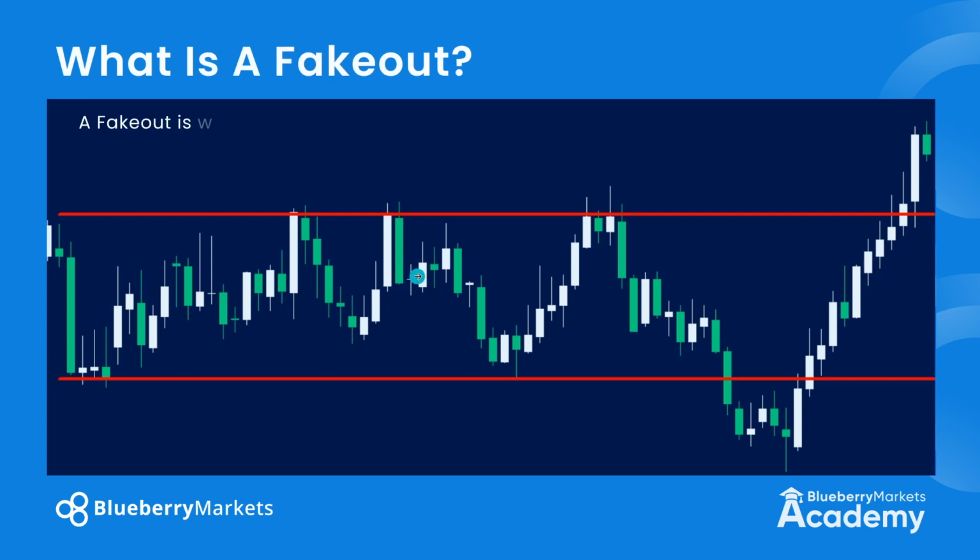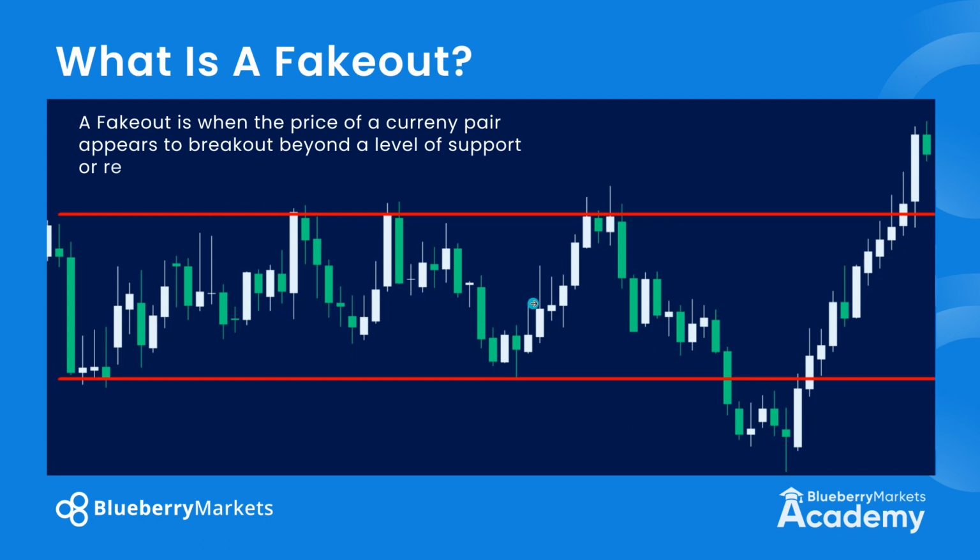Now, a fake out is when the price of a currency pair appears to break out beyond a level of support or resistance, but then reverses direction soon after. Essentially, it's a false breakout, deceiving traders into believing that a substantial move is underway. Now, fake outs don't tend to last very long, and the price will reverse direction shortly after breaking the support or resistance level, and typically the volume during a fake out will be inconsistent or lower than average.